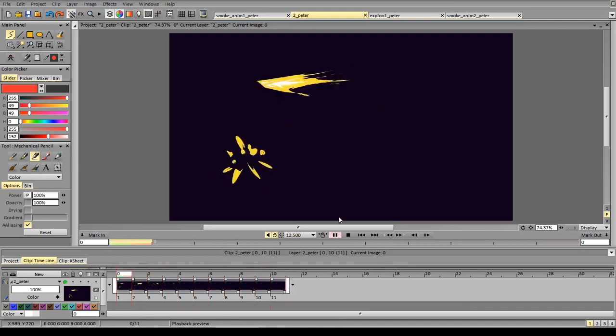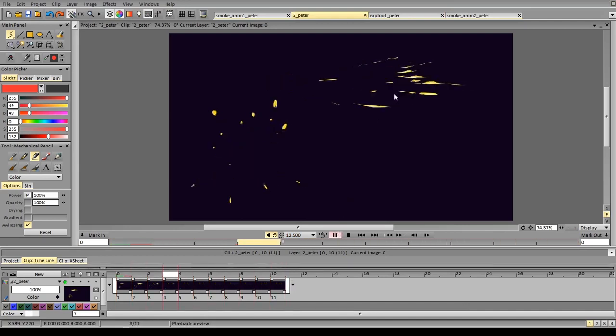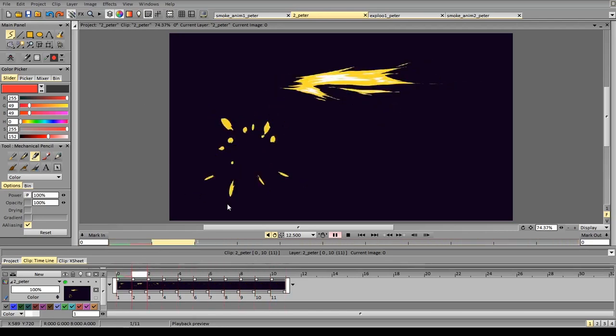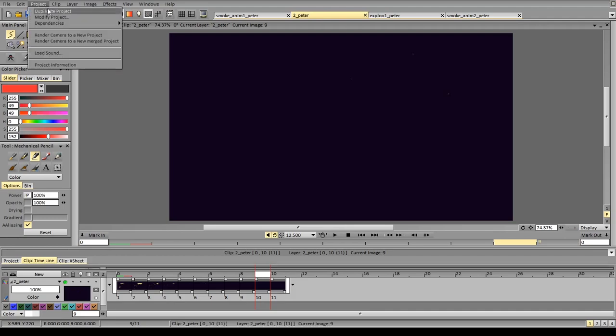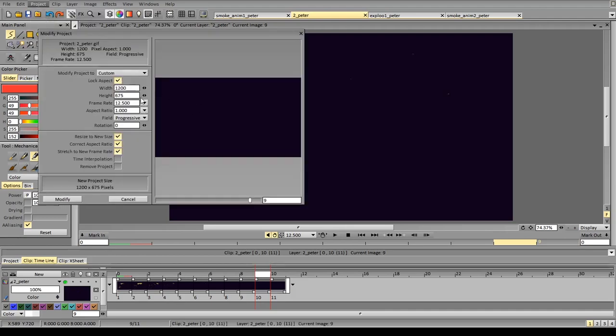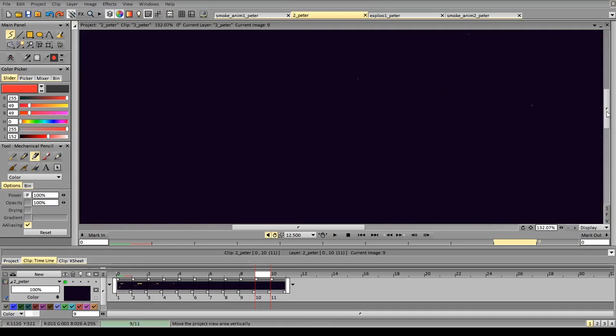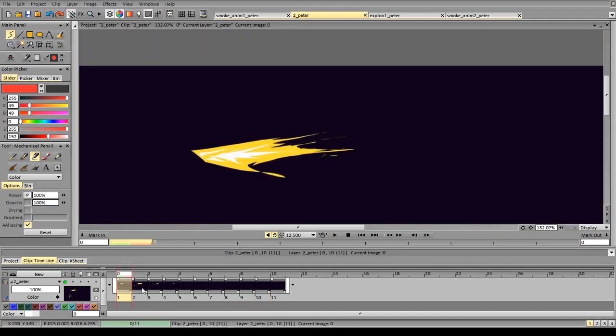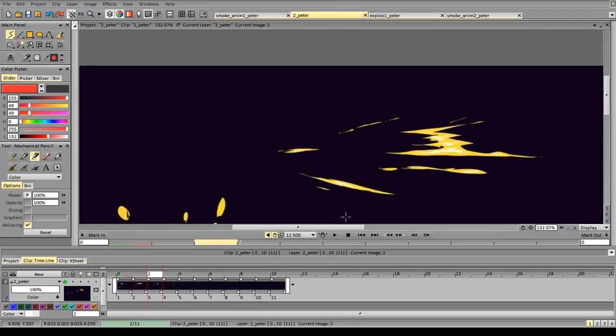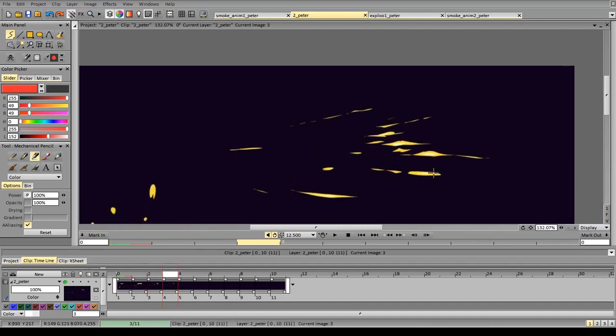Next one. So this one looks quite good. It's a great study material. I would probably change the resolution of the project and work at a larger resolution and be more careful with contours and lines, as it's quite rough.